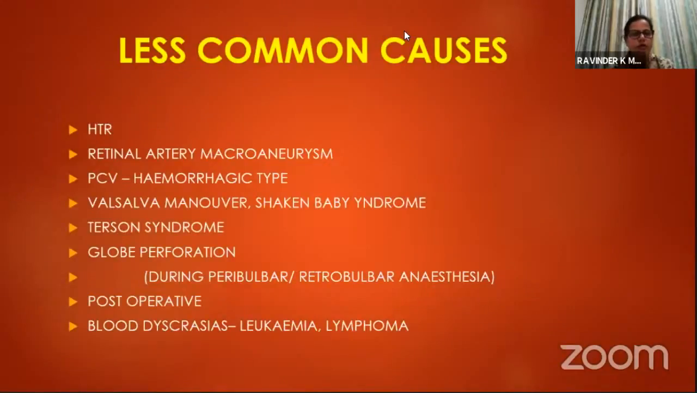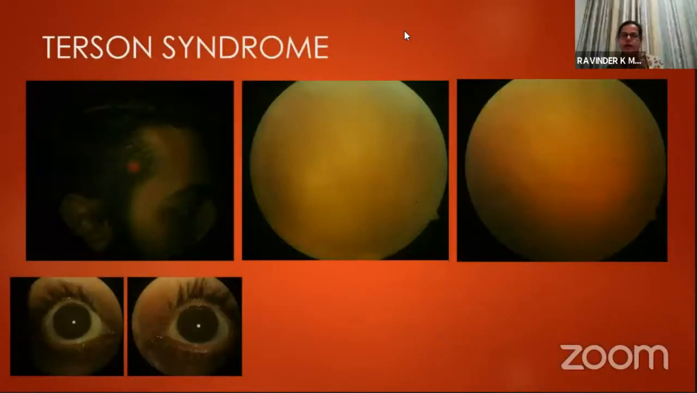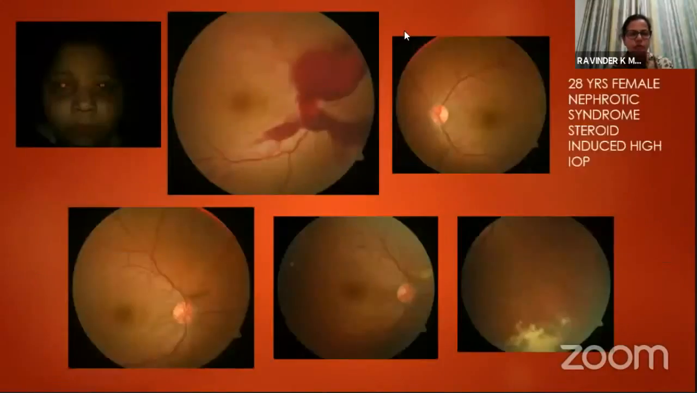So, less common causes of vitreous hemorrhage. Yeah, Ravinder, I can conclude. Yeah. So some of these patients can present with trauma and Terson syndrome.